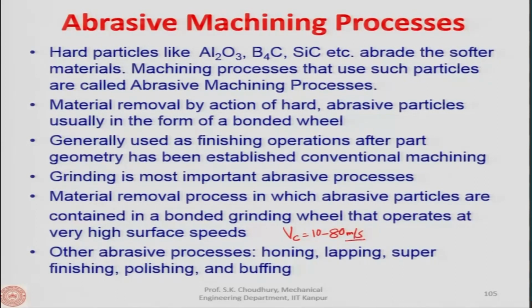So, just imagine that this is meter per second and this is a very high speed, and therefore, if you see the grinding machines, bigger grinding machines particularly, you will see that the grinding wheel is always shielded by a shield which is called the apron.